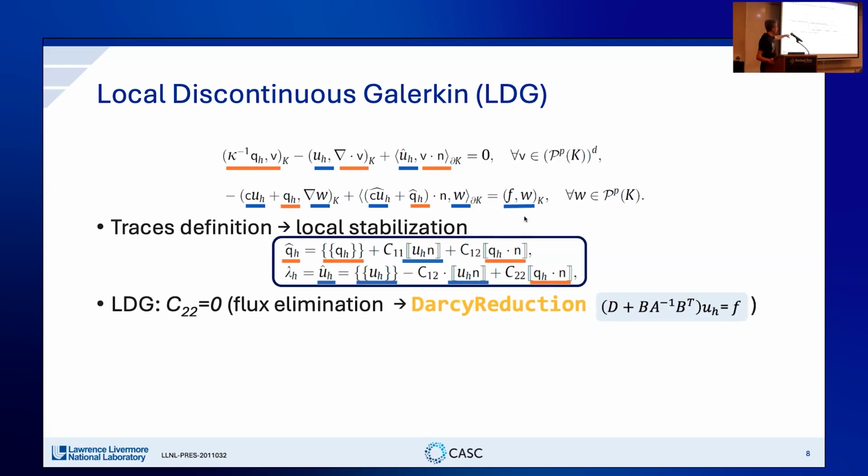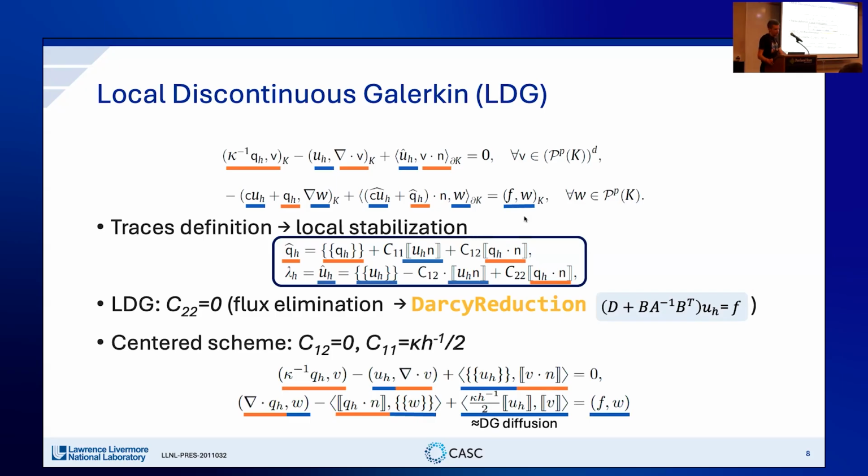But specifically for LDG, that coefficient C22 is 0, which means when you look at the first equation, the only term which depends on the flux is the mass term. So we can actually locally eliminate the fluxes from the system, which is again automated through that Darcy reduction. And to give you some idea, for example, centered scheme then looks like this. So what you get is very similar to classical DG diffusion.